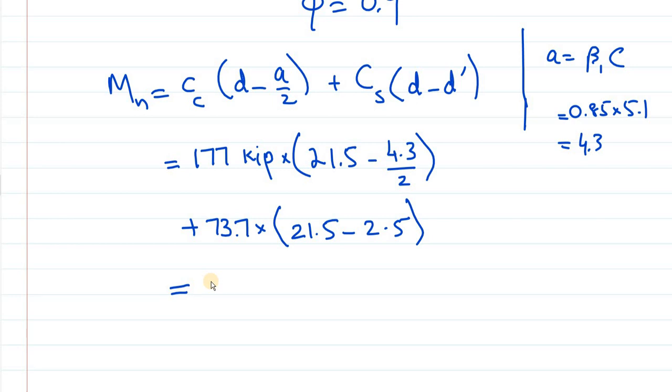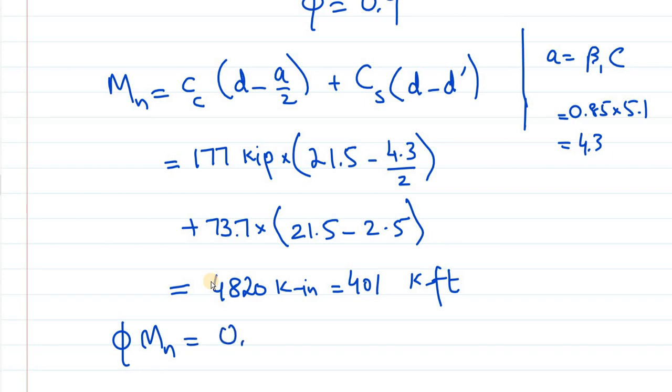The final answer is 4820 kip inch, and in kip feet we can write 401 kip feet. So phi Mn would become 0.9 into 401. So this will become 361 kip feet. So this is the answer for phi Mn.